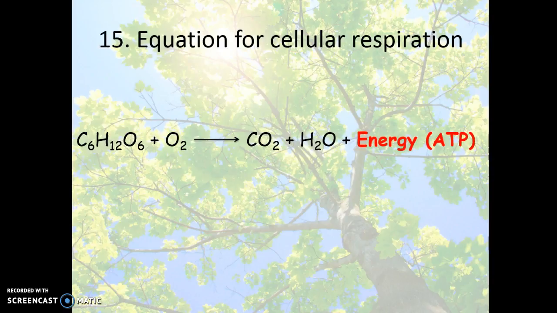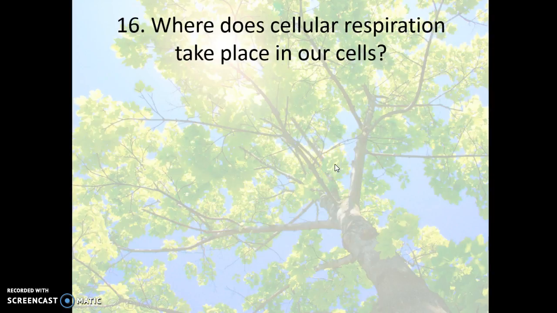So there's a shorthand for cellular respiration, in other words, an equation. And if you look at this closely, you might notice something. So on the left side for cellular respiration, in other words, the reactants, the mitochondria needs glucose and it needs oxygen. And then in the mitochondria, it produces carbon dioxide, water, and there we have it, energy. So we have some byproducts here along with the energy. So let's talk a little bit about that. Where does cellular respiration take place in our cells? I hope everybody knows this now. It is the mitochondria.